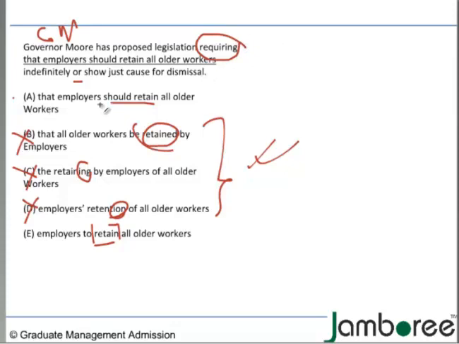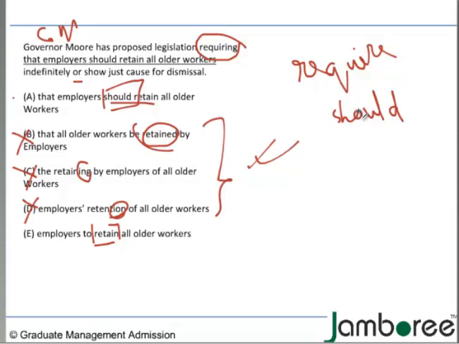So if I read A, it says requiring that employer should. Now this is another higher level word. Require means mandatory, right? You are saying I require you to do this kind of thing. Require is mandatory. Should is a recommendation. Whenever I say, oh, I think you should eat, or oh, he should not do this, it's not an authoritative word, right? So require is mandatory, is an order or kind of thing, and should is a recommendation. So required and should is the wrong pair.